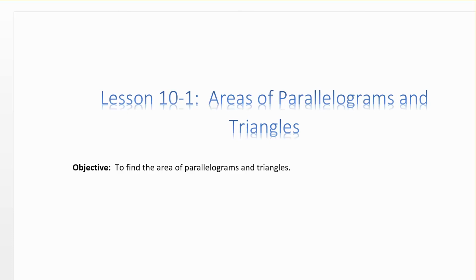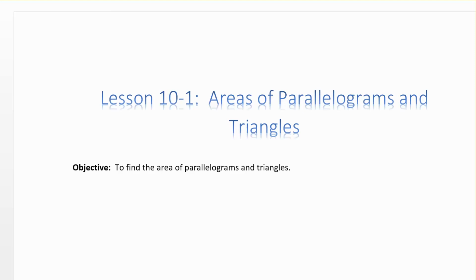Don't stop the video yet. I've got something I want you to do at the end of the video to get your credit for actually watching it. But lesson 10.1, our objective again was to find the area of parallelograms and triangles, and we expanded that, and the last problem we did was an irregular figure, which we put two of them together.